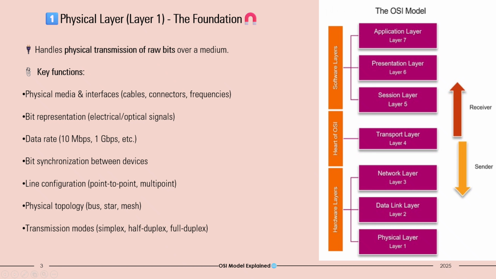Synchronization of bits, ensuring that the sender and receiver are synchronized in their transmission and reception of bits. Line configuration, how devices are connected, point-to-point, multi-point. Physical topology, the arrangement of devices and connections. Examples: bus, star, ring, mesh. Transmission mode, the direction of data flow. Examples: simplex, one-way, half duplex, two-way alternating, full duplex, two-way simultaneous.